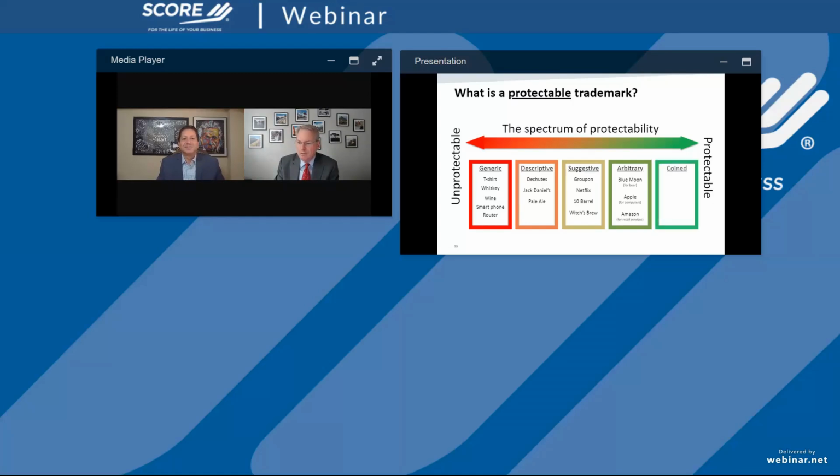All right, last category, made up terms. The best trademarks you can get. They've got the best longevity. They clear better. Classic case is Kodak.